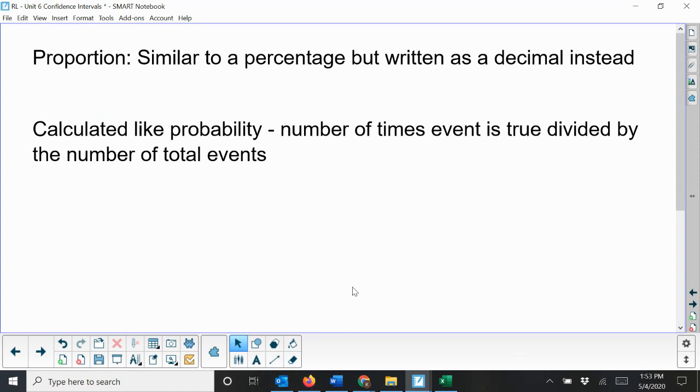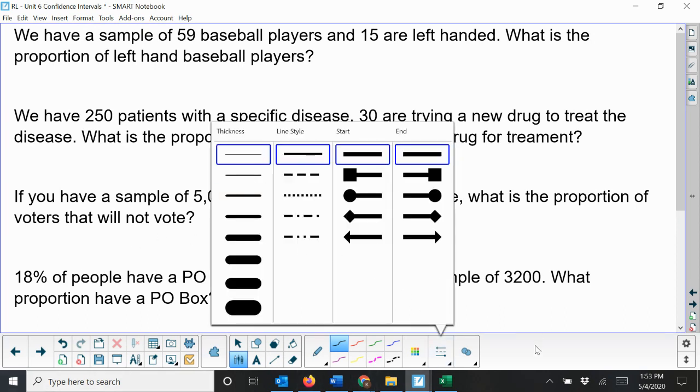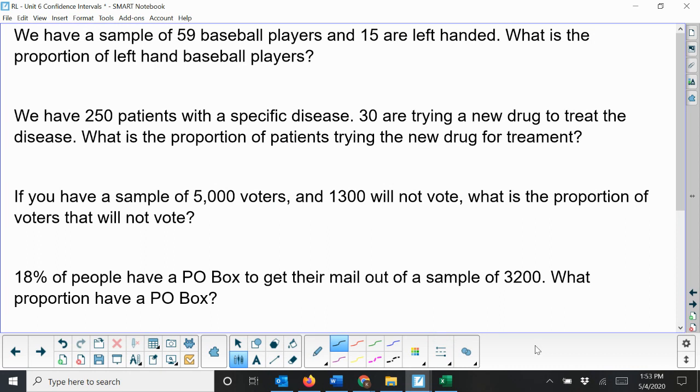So let's look at a couple examples here. For our first one, we have a sample of 59 baseball players and 15 are left-handed. What is the proportion of left-handed baseball players? So if we think about this like probability, we would have 15 out of 59. And if we divide that, we would divide 15 divided by 59, and we would have 0.254. I'm going to round all of my proportions to 2 decimal places. So 0.254 is just 0.25.